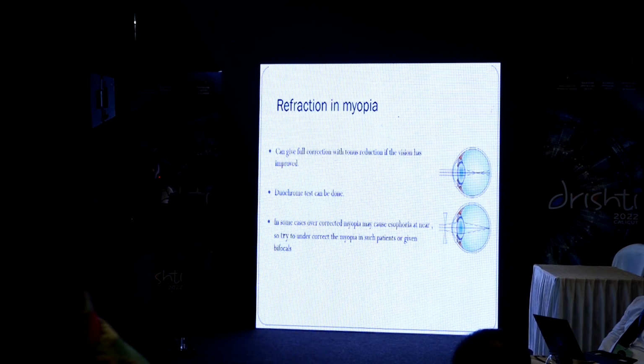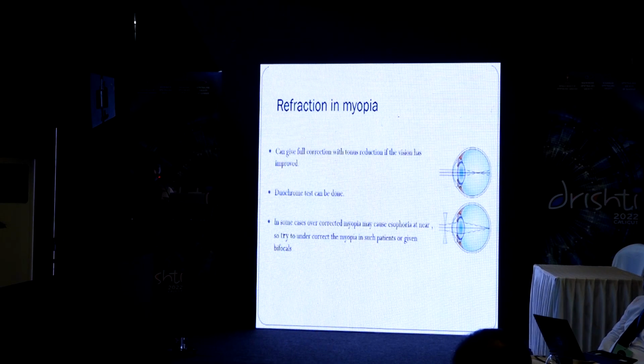So in these conditions, we have to undercorrect the myopia of the patients. Or if the myopia is not much corrected, but the patients still have these kinds of symptoms, we have to go for bifocals in those children.